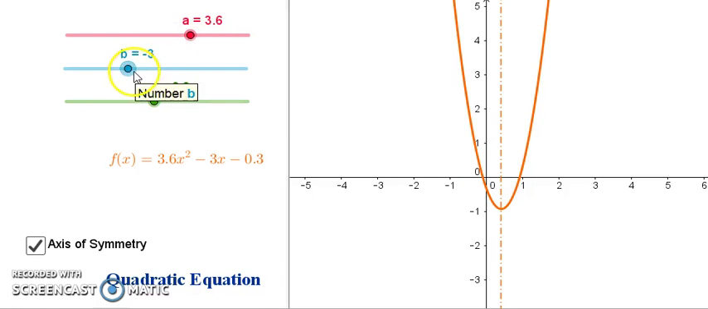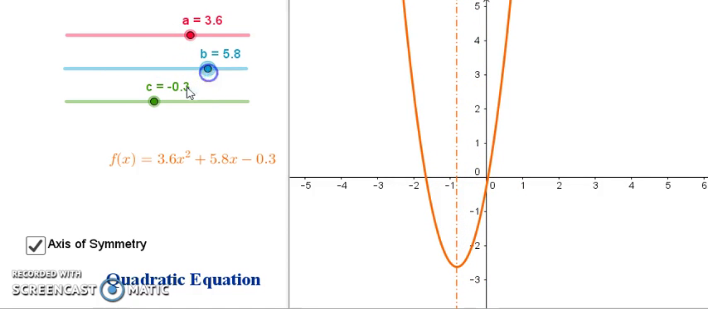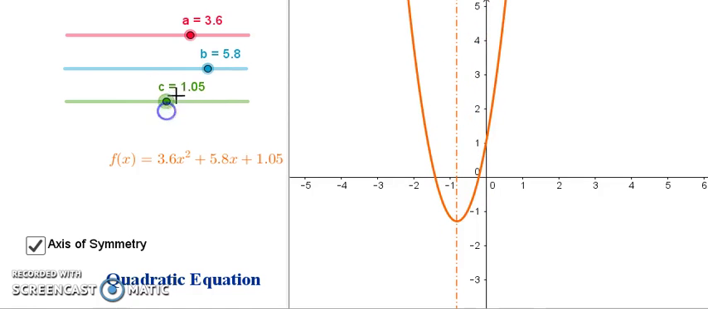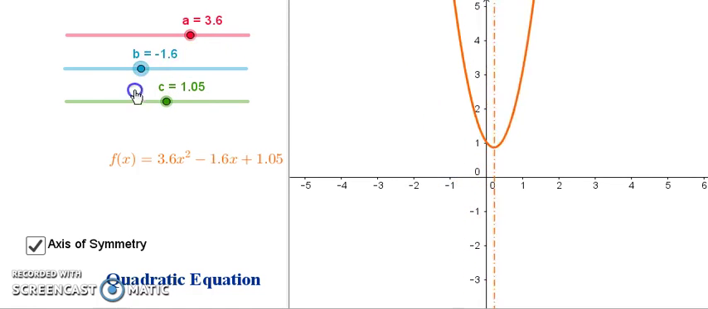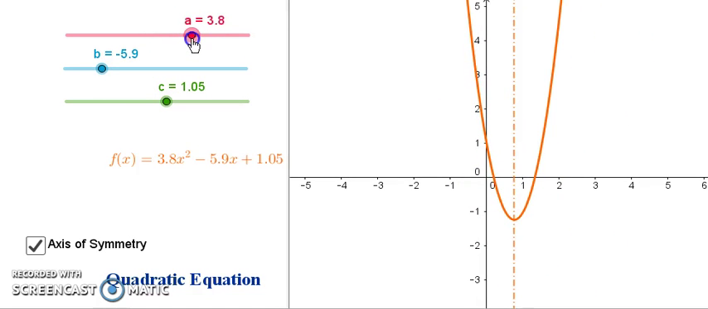And so as I move these a, b, and c, you can see that axis of symmetry move also and change. And so if I click this, my axis of symmetry line will go away.